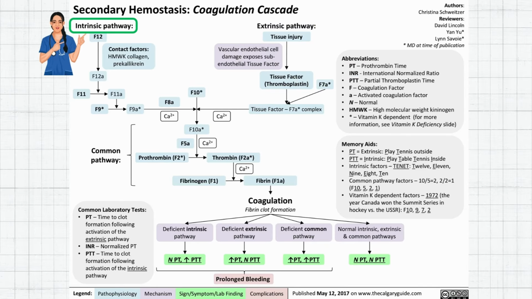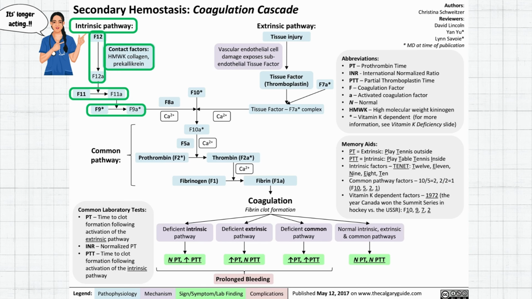Now, on the left side we have the intrinsic pathway. This is longer and does the heavy lifting. It's triggered by contact factors like collagen, HMWK, and prekallikrein inside the vessel. Here's the sequence you need to memorize. It counts down, mostly. Factor 12 activates 11, factor 11 activates 9, factor 9 with the help of its buddy factor 8 activates factor 10. A great memory aid for the intrinsic factors is the word tenet. 12, 11, 9, 8, 10. 10 is the destination, 8 is the cofactor for 9.